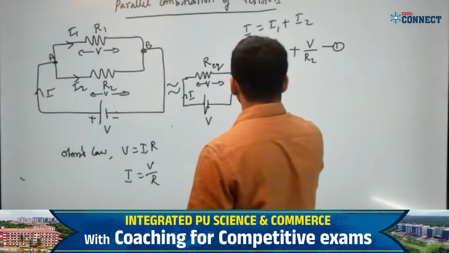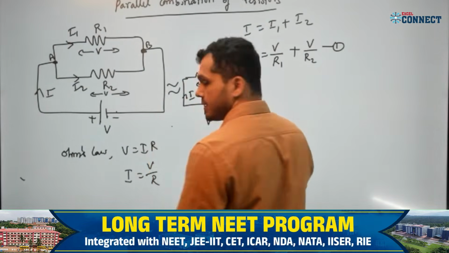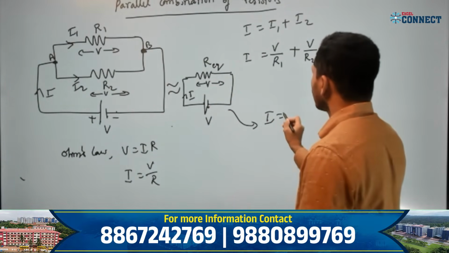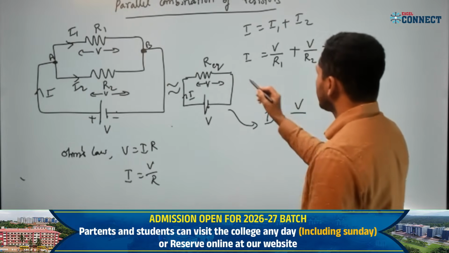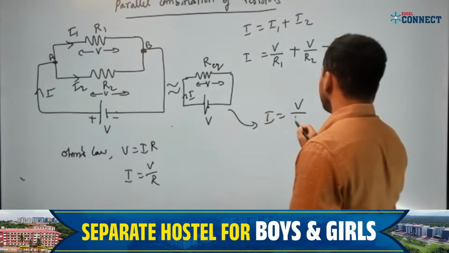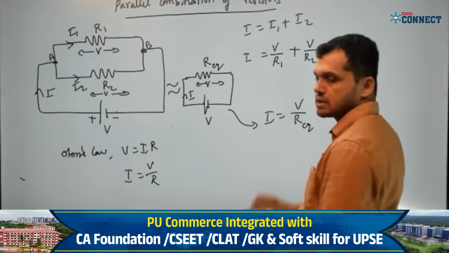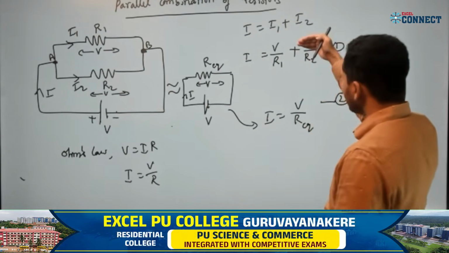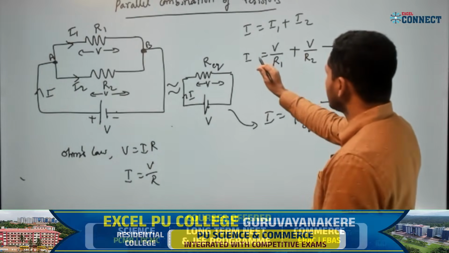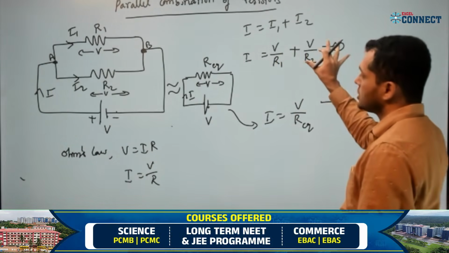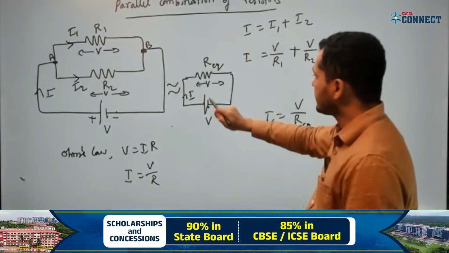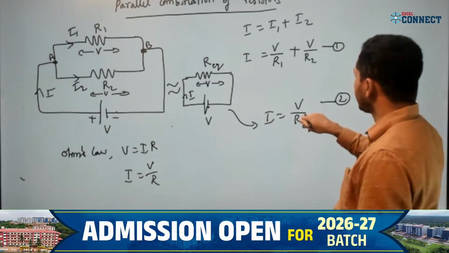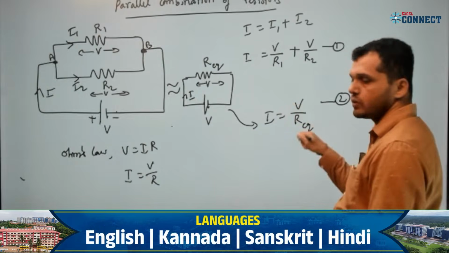Now for this second circuit, I can write current I is equal to the potential difference V divided by the resistance. What is the resistance here? R equivalent, which I have taken. I will take this as equation 2. Now compare the first and the second equation. First equation: I is equal to V by R1 plus V by R2. This is for the first circuit. And its equivalent circuit I have taken with resistance R equivalent. Now for the second circuit, I is equal to V by R equivalent.